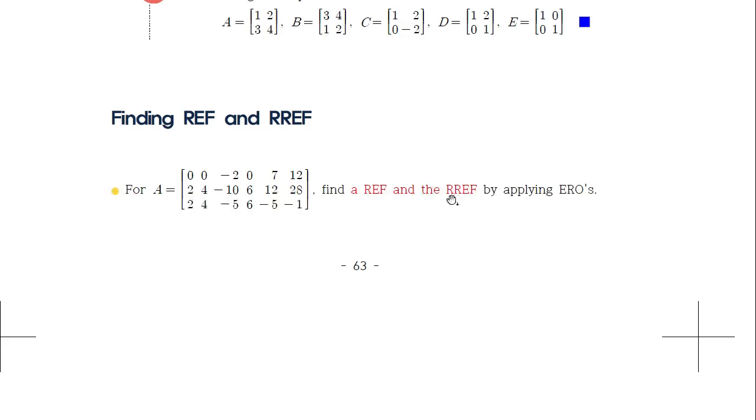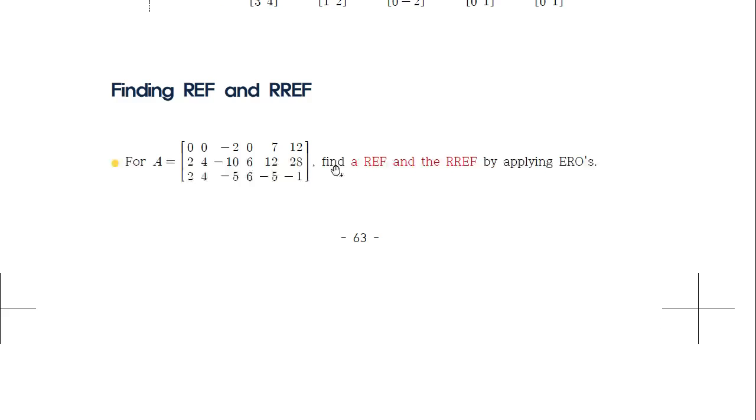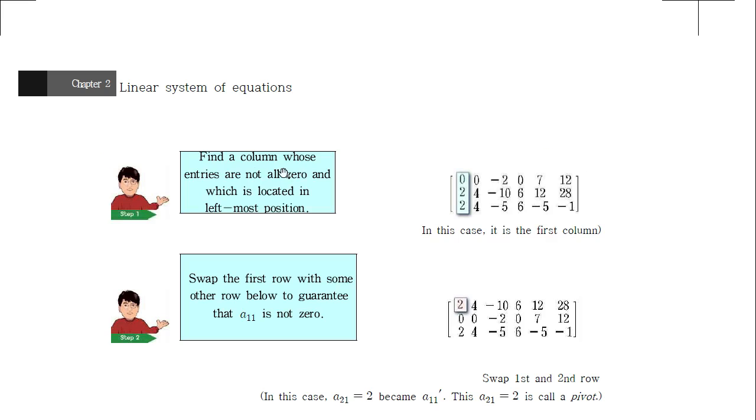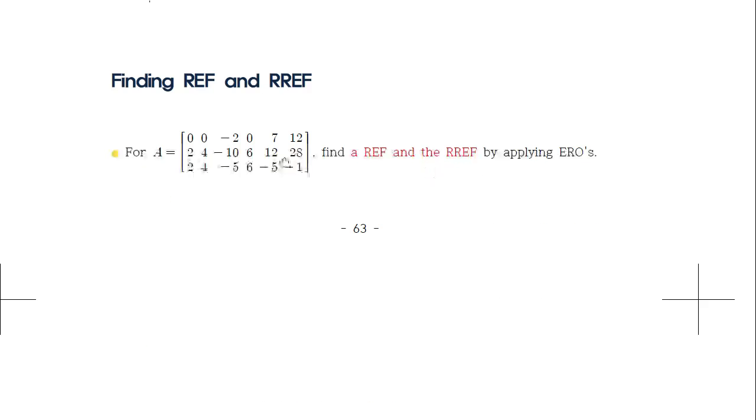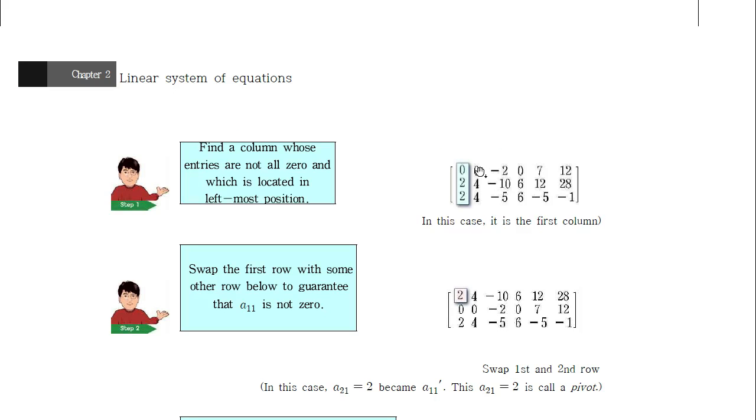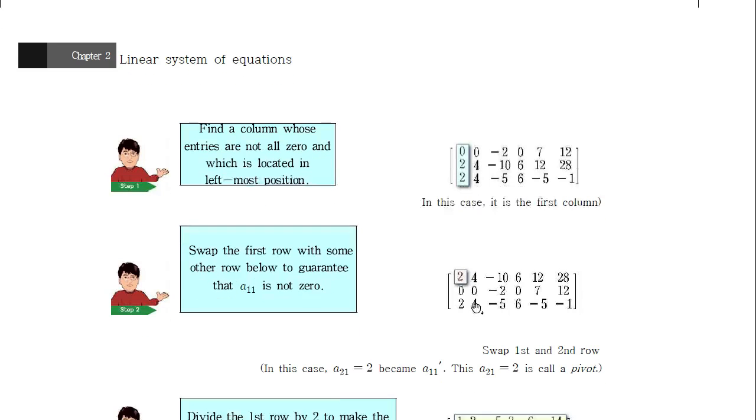Okay, here is the example. Finding REF and RREF. This is a matrix, and we find the REF and the RREF by applying elementary row operations. Here, you have 0 entries in the first column, so you interchange this row to the bottom, to the second row like this. You change the first and second row like this.